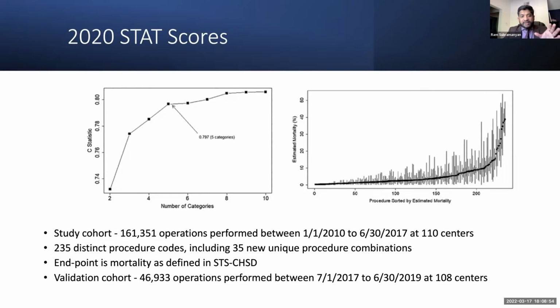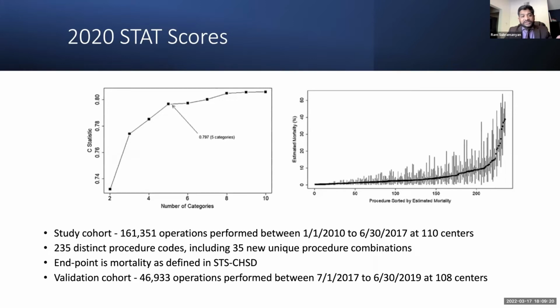So there are new combination procedures where we found that the mortality of the highest STAT score procedure does not capture the mortality of the combination procedure. Therefore, we gave these 35 unique procedure combination codes and put them into the analysis for the 2020 STAT scores. The endpoint for these are still, like I said before, mortality as defined in the Congenital Heart Surgery Database.